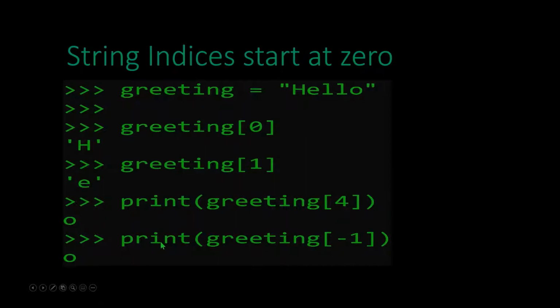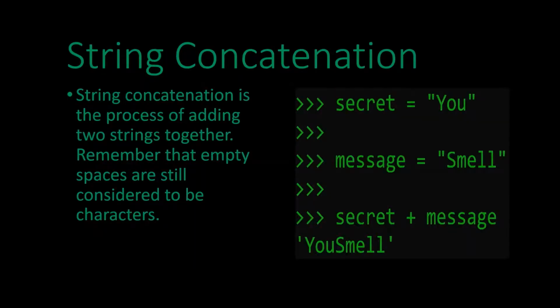So now that we know what a string is and how to write them, let's learn some different ways of operating on strings. String concatenation is the process of adding two strings together. We should remember that Python counts empty spaces as characters as well. So look at the example on the right. We're adding the two string variables together, these two values, you and smell. We're adding their two variables together, and then when we ask for the output, we get you smell concatenated together.